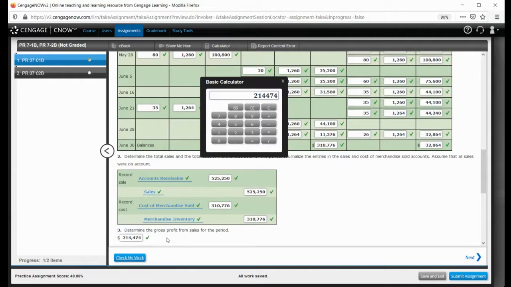So again, to get my gross profit, I take my sales amount, total sales, subtract the total cost of merchandise sold for that period of time, and that will leave you with 214,774. Is there a question about this?